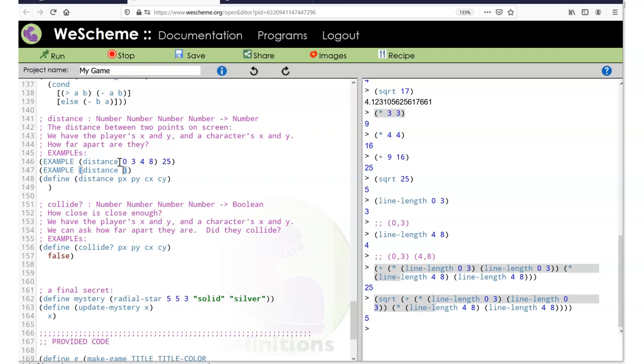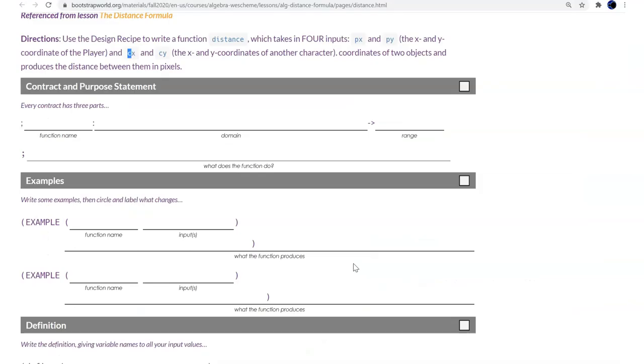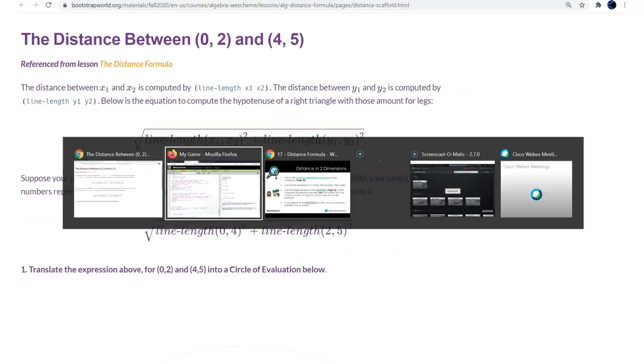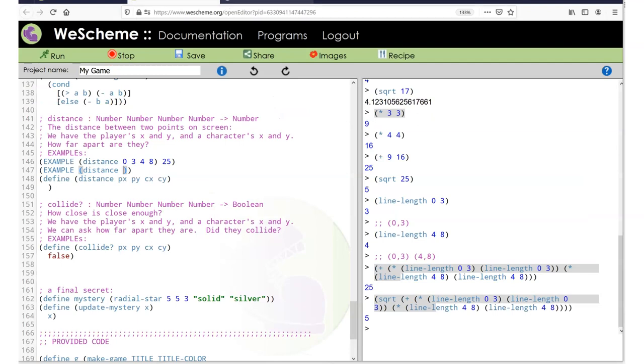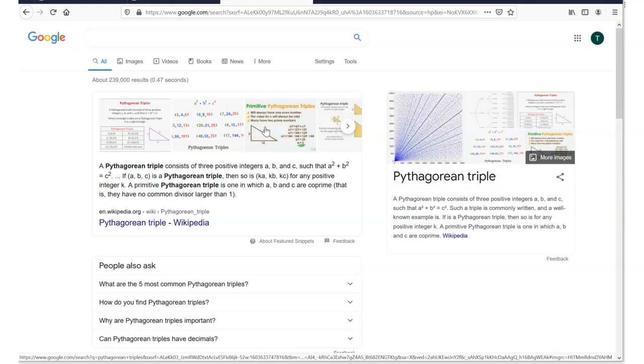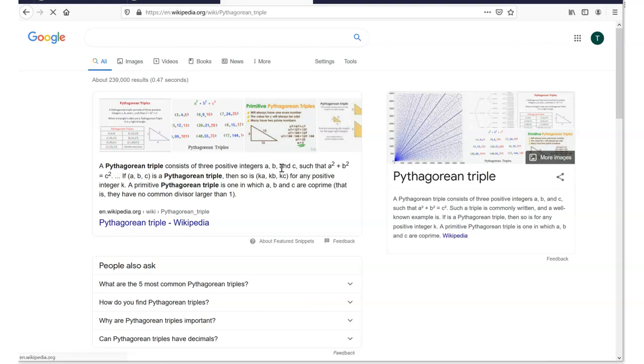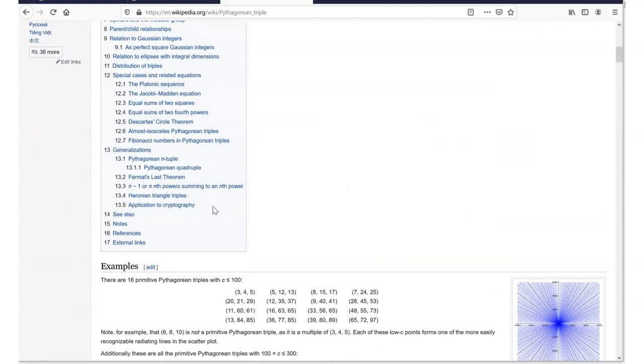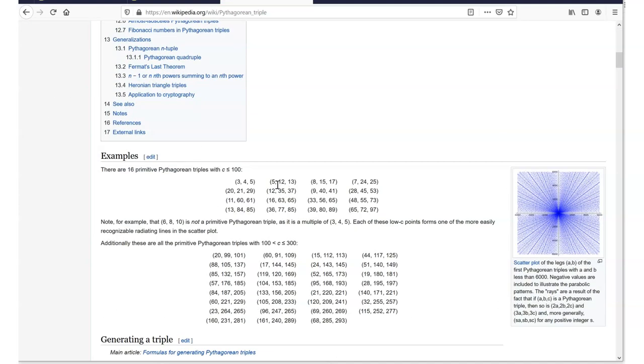Distance. Now, we need another Pythagorean triple. So I'm going to go back to where I was looking up Pythagorean triples. Do I still have that open? Here. All right. Let's see if Wikipedia gives us a few. Yes, here's a bunch of them.